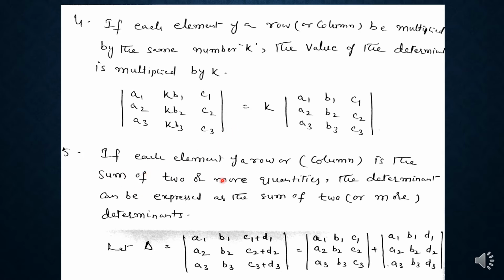Fifth property: if each element of a row or column is the sum of two or more quantities, then that determinant can be expressed as the sum of two or more determinants. Suppose in this determinant, the first column is a1, a2, a3 and the second column elements are b1, b2, b3. Third column elements are c1 plus d1, c2 plus d2, c3 plus d3. So this can be written as the sum of two determinants: a1 b1 c1, a2 b2 c2, a3 b3 c3, plus a1 b1 d1, a2 b2 d2, a3 b3 d3.